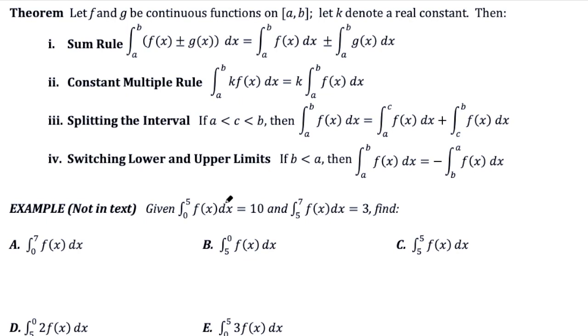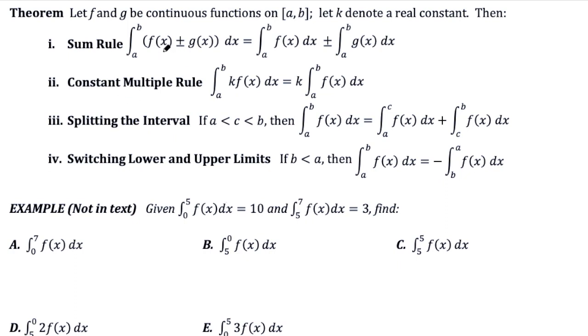This theorem says f and g have to be continuous functions. We'll get into that more later, but for now, make sure you understand that those are the nice, well-defined, well-behaved functions. They're smooth. You can trace from one side to the other without lifting up your pencil. K is going to be a real constant, so just a number. Then we have a sum rule for integrals.